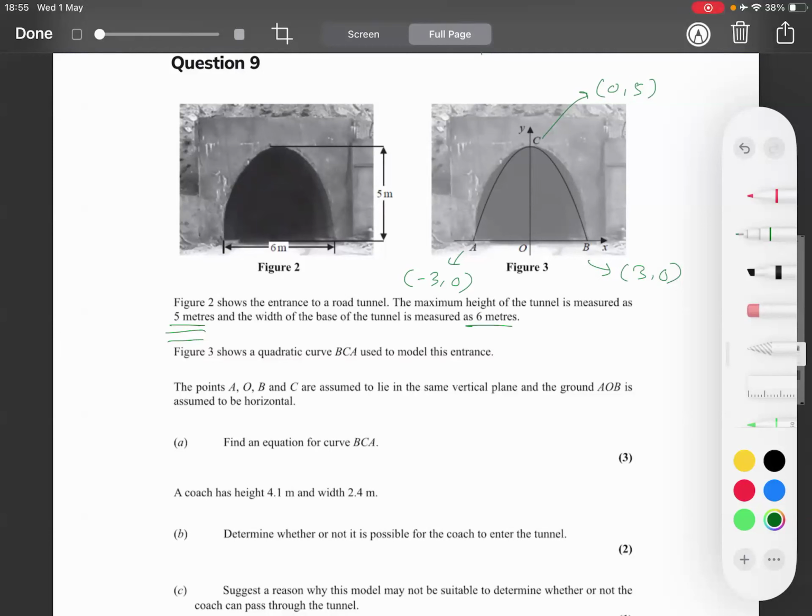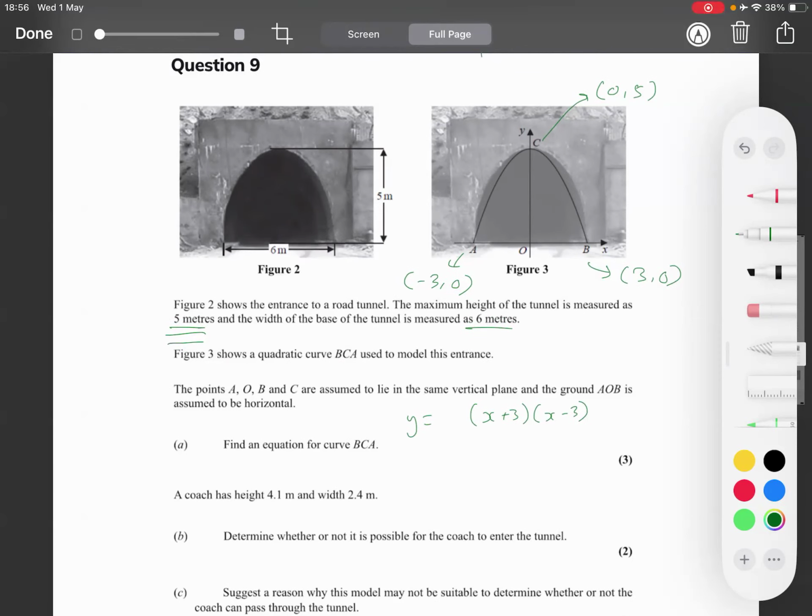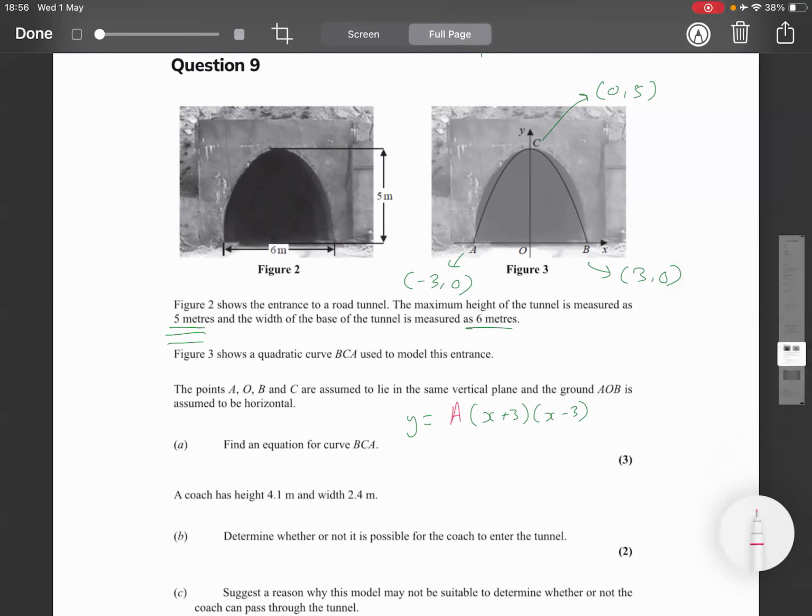Y equals x plus 3, x minus 3, because we know that the roots are 3 and minus 3. And we have to put an a here to show that it could have been stretched, or in this case, also moved upside down. So we know that a should be some kind of negative number. Yeah? Okay.